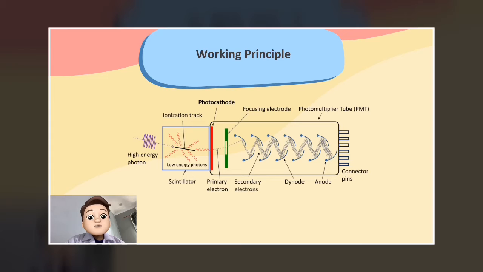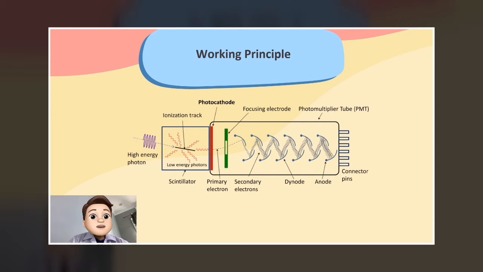It's time for me to tell you the working principle of the scintillation detector, how it works. Firstly, ionizing radiation enters the scintillator and interacts with the scintillator material. This causes electrons to be raised to an excited state. The excited atoms of the scintillator material decay and rapidly emit a photon in the visible light range.